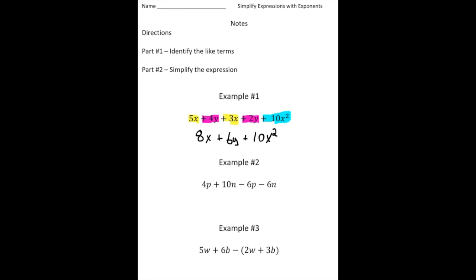All right, let's try the second example. Again, let's take a highlighter and highlight the 4p. There's another 6p over here, but notice we're subtracting the 6p, so I'm going to highlight the negative sign like this.